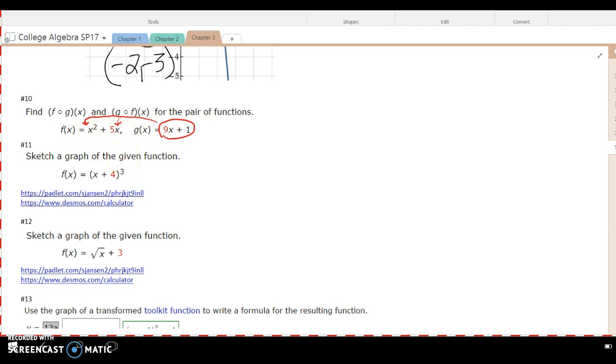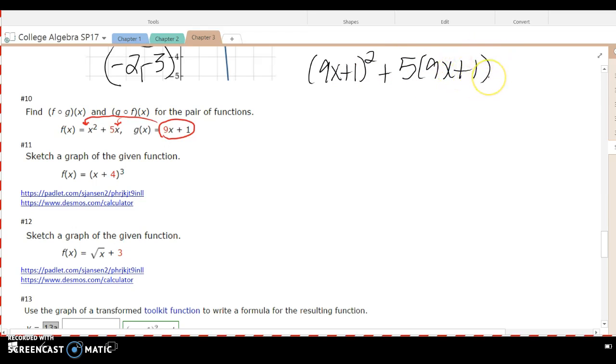So what is that going to look like? Well, instead of x squared, I'm going to have (9x + 1) squared. And then I have plus 5, and then my input again of 9x + 1. So now I simplify this, and that's going to give me f of g of x. When I switch gears and go to g of f of x, then I'll do the opposite, and I'll take the f of x, and it becomes my input for g. So let's go ahead and finish this problem out here.